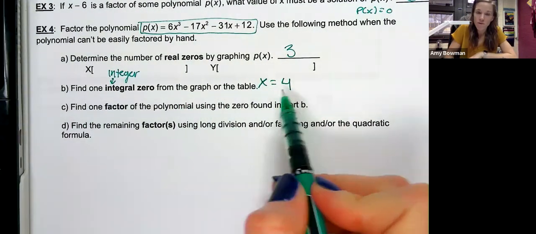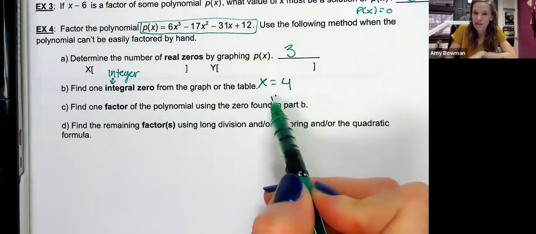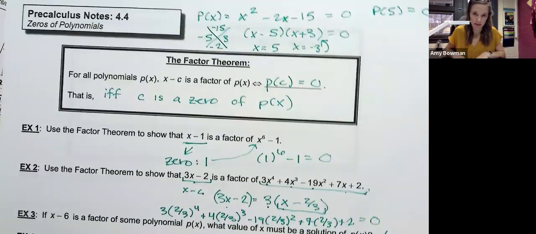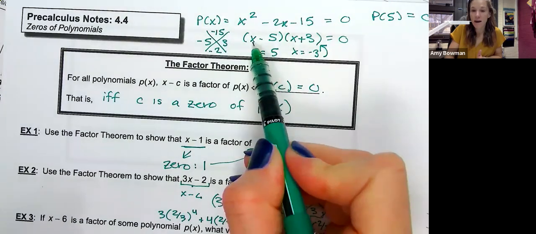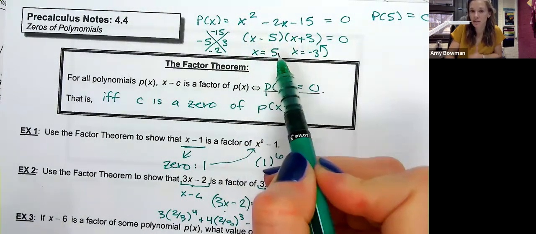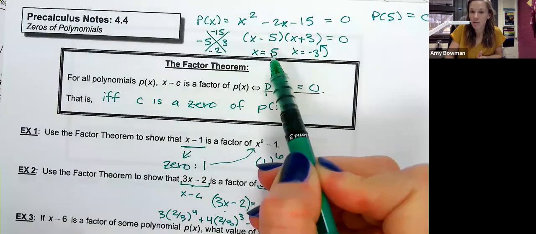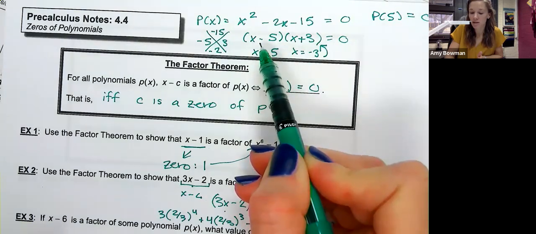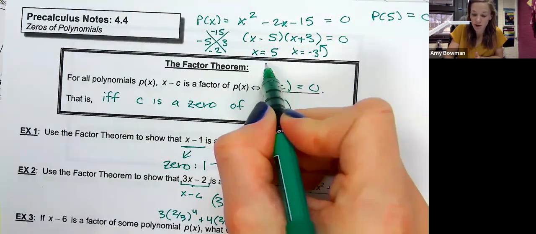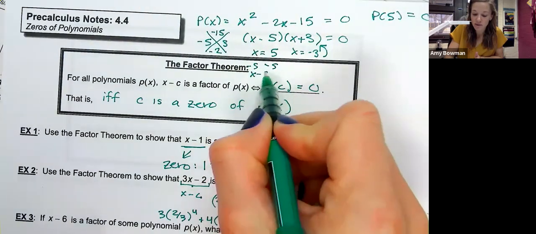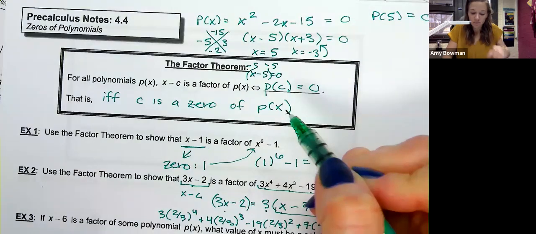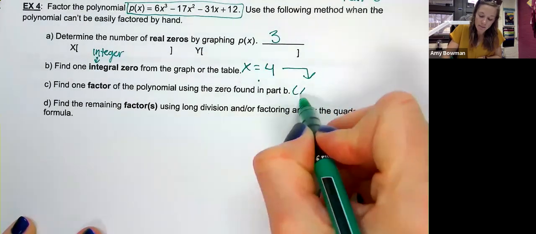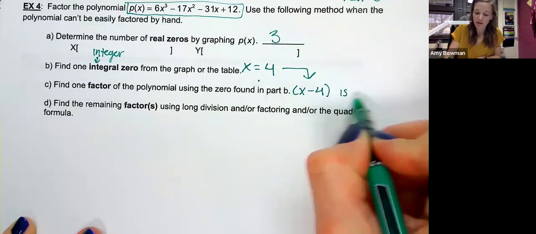But since I know 4 is a zero, let's think about what must be a factor of this polynomial. I'm going to refer back to this example here. We're used to looking at factors and then using those factors to tell what the zeros are. But going backwards, if 5 is a zero, then x minus 5 must be a factor. And it's literally just the algebra. Subtract 5 from both sides, and then you have x minus 5 equals 0. So there's your factor. So that means down here, if 4 is a zero, that means x minus 4 has to be a factor.